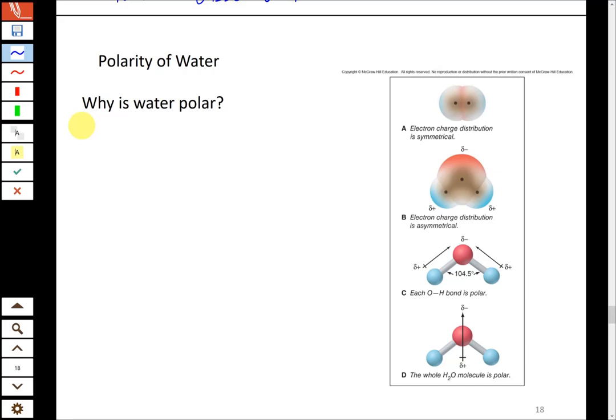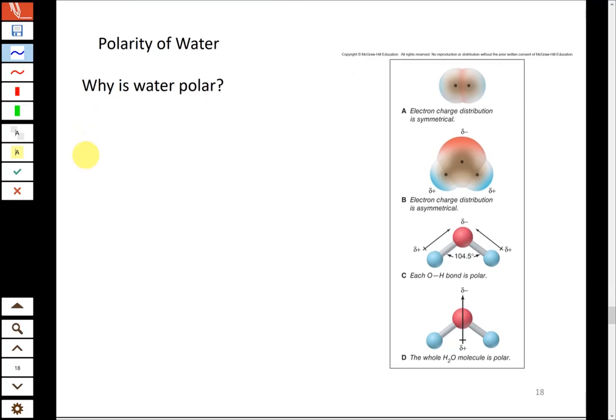Why is water polar? We also told about the joke that I gave earlier. If you have a brown bear and a white bear jumping in water, which one dissolves first?